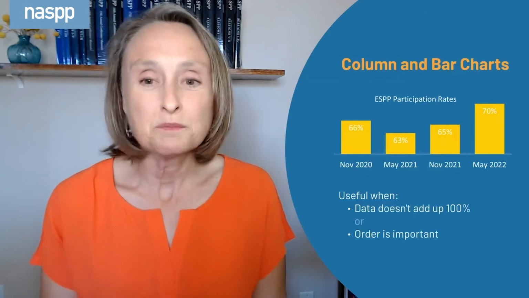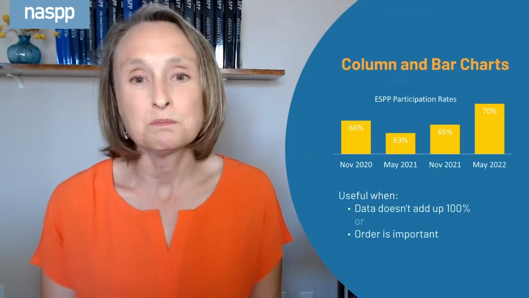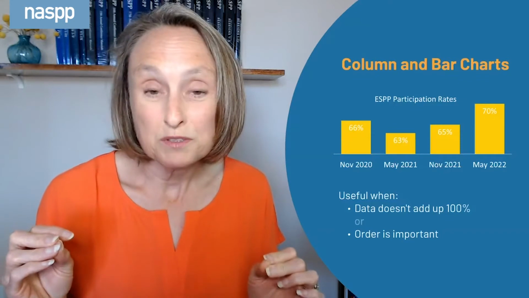You'll also probably end up using a lot of column and bar charts. Column and bar charts are helpful when your data doesn't add up to 100%, or even if the data does add up to 100%, but the order it is presented in is important. And in my sample chart, I'm illustrating both of those concepts. So I'm showing our ESPP participation rate over time.